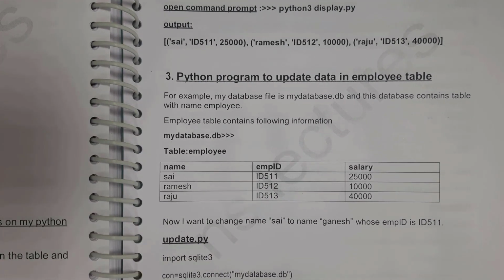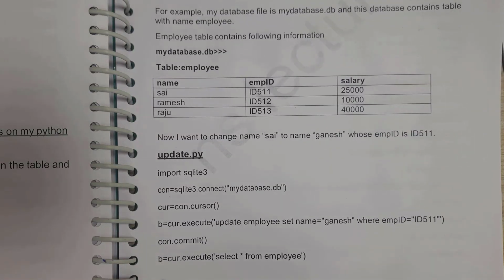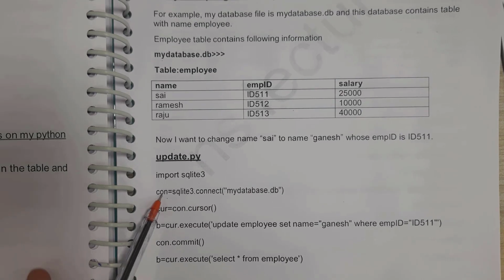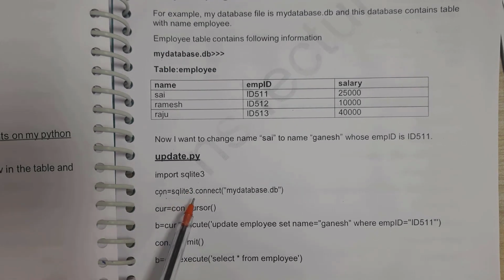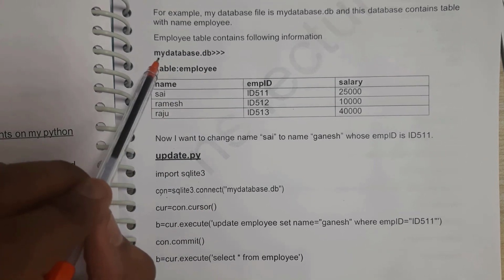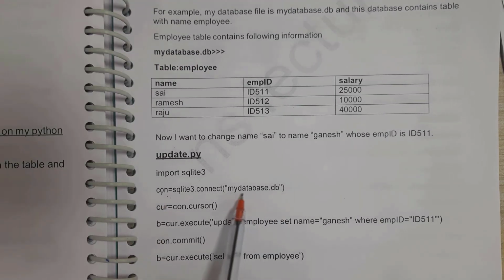In order to perform any operations on database, at first you need to import sqlite 3 module. So just write here import sqlite 3. Next I took here variable, that variable name is con. You can take any variable name. Con equal to module name, that is sqlite 3.connect. I want to perform modifications on employee table which is present in mydatabase.db. Inside connect write database name, that is mydatabase.db in quotations.